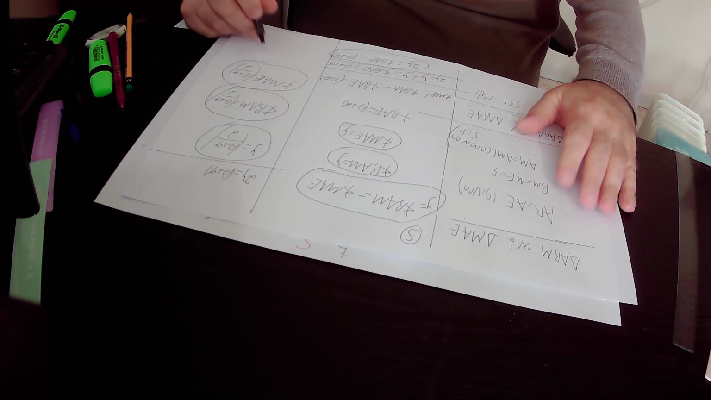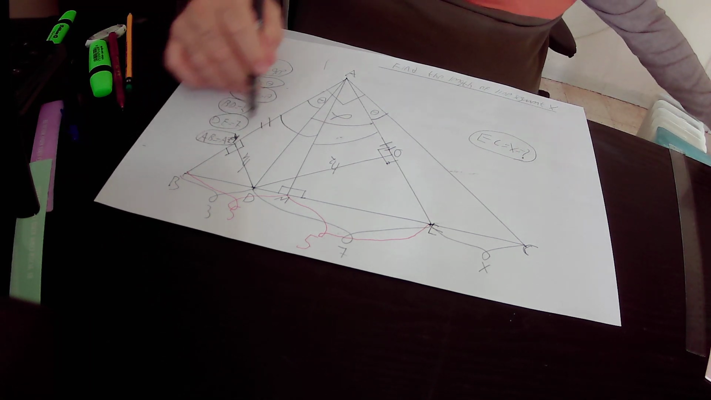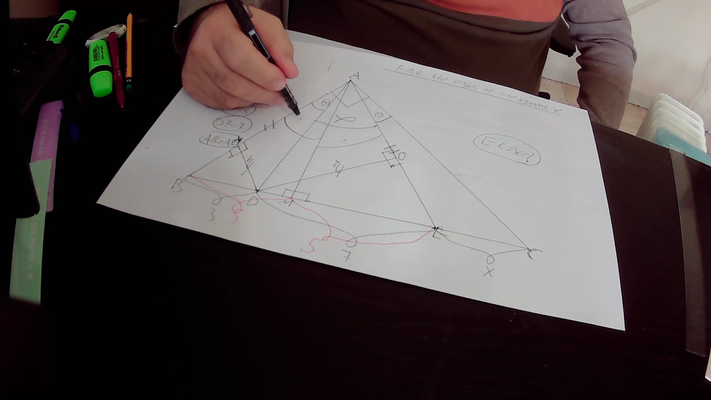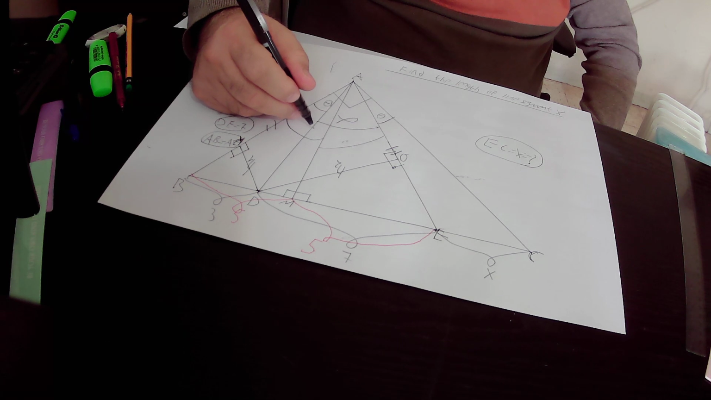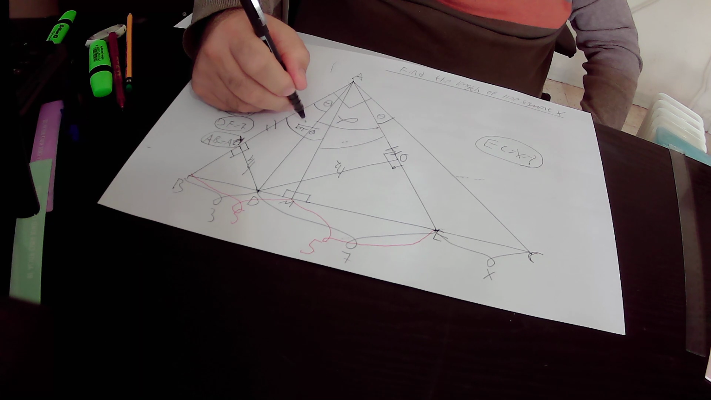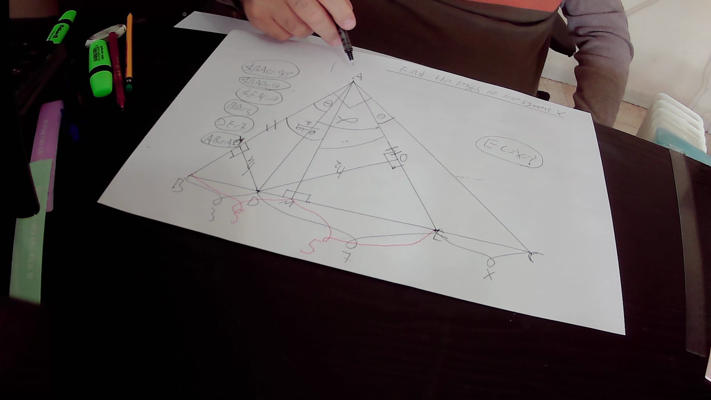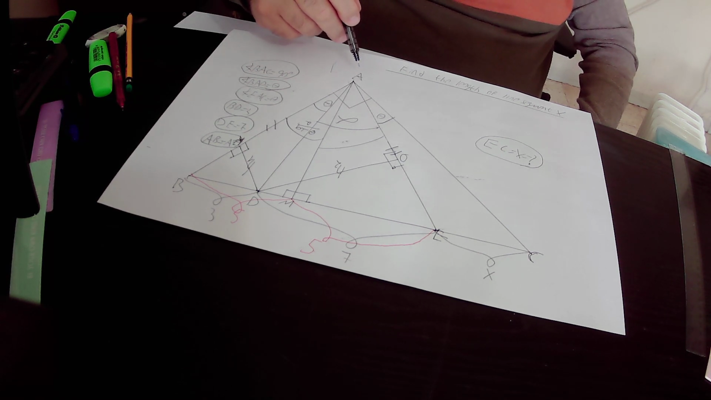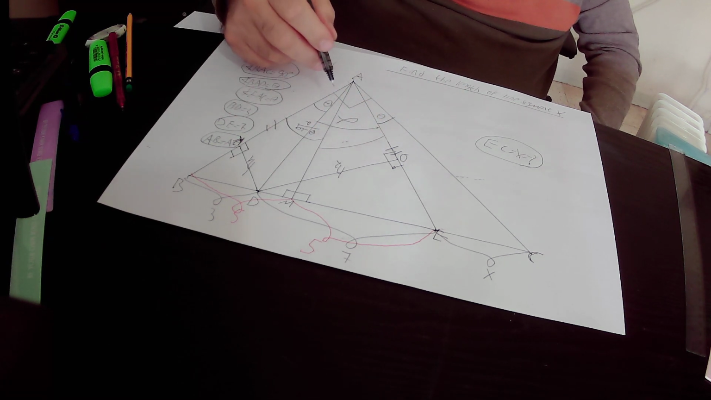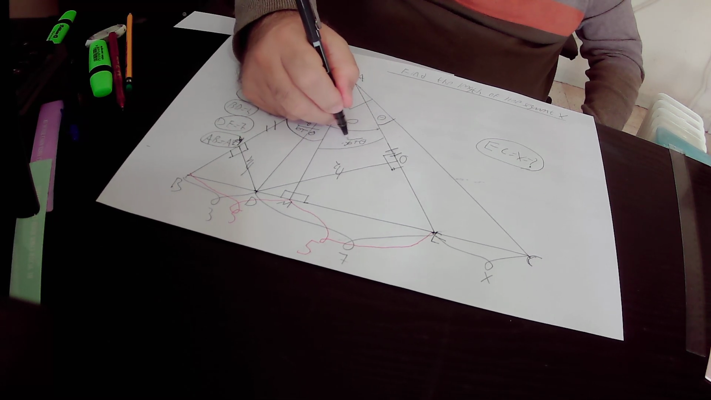So we can write down that angle BAM equals theta plus alpha over 2, and angle MAE is also equal to theta plus alpha over 2.